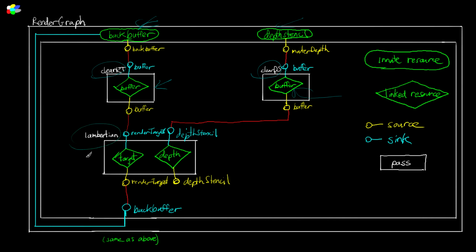And then here we've got our standard Lambertian rendering. We do the Phong shading. So that requires a render target and a depth stencil, and it will execute all the binds and it will do the draw.